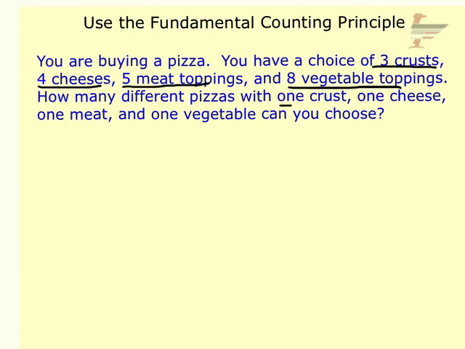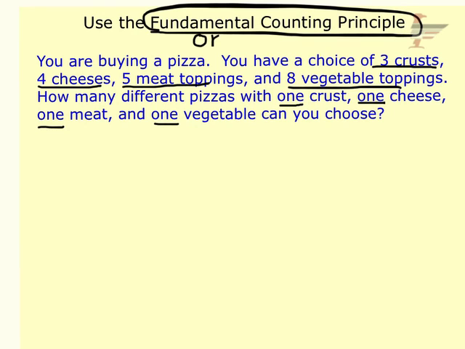So the key idea to the fundamental counting principle is this. You want one of everything. If I wanted 2 cheeses or 3 meats or 4 vegetables or whatever, then the idea changes, which we will cover eventually. So I want you to understand that with the fundamental counting principle, you want one of everything, or one of however many objects.